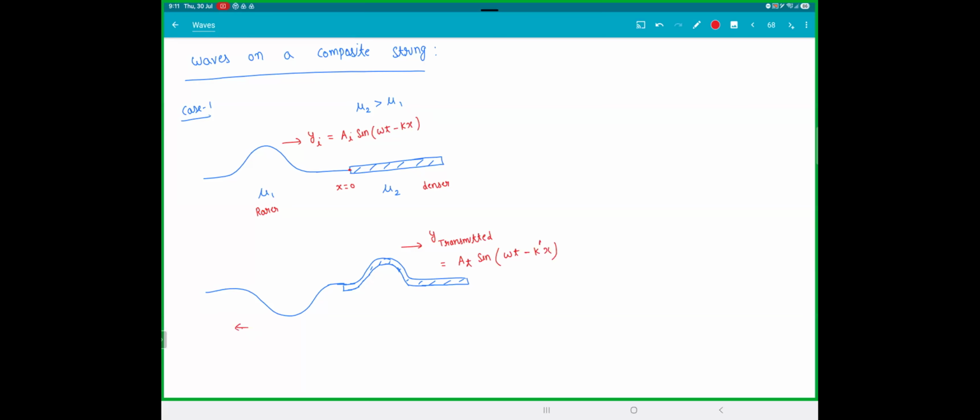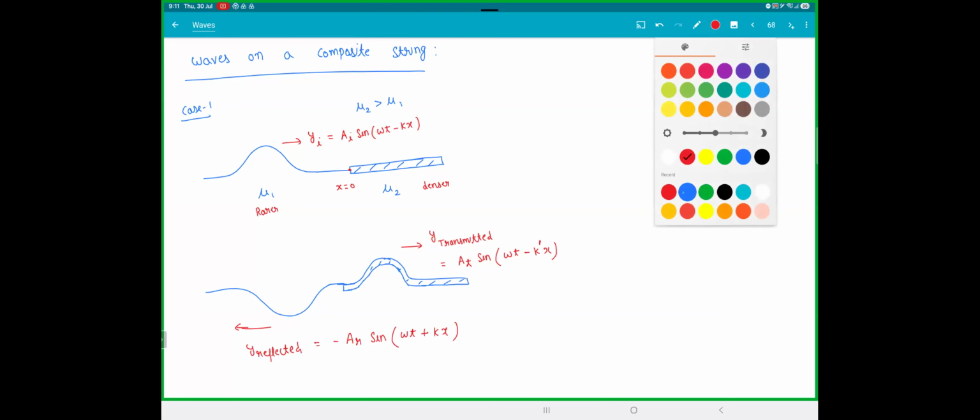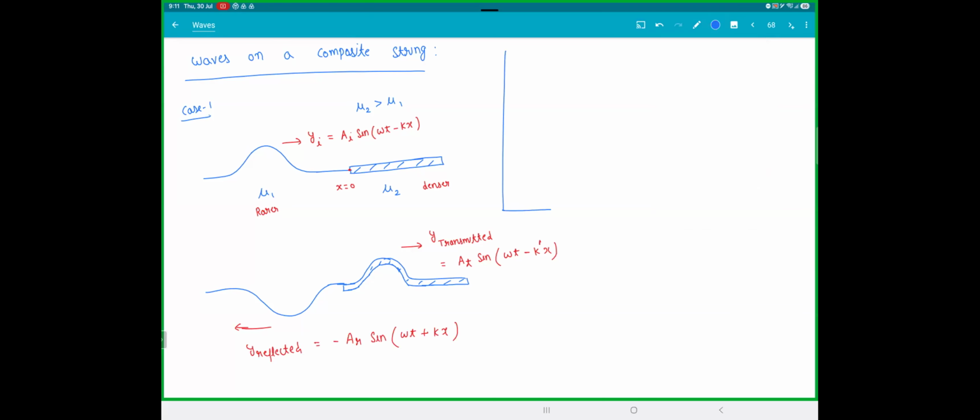This guy will get reflected. This will be y reflected. So whenever you hit another string, you always get a reflected wave and a transmitted wave. So this would be minus AR sine. You're going backward, so plus, and it is the same string, so omega t and kx will remain the same. So be careful. K will be different on both sides. If you change the string, wave speed will change, but frequency doesn't change. So this is one case.